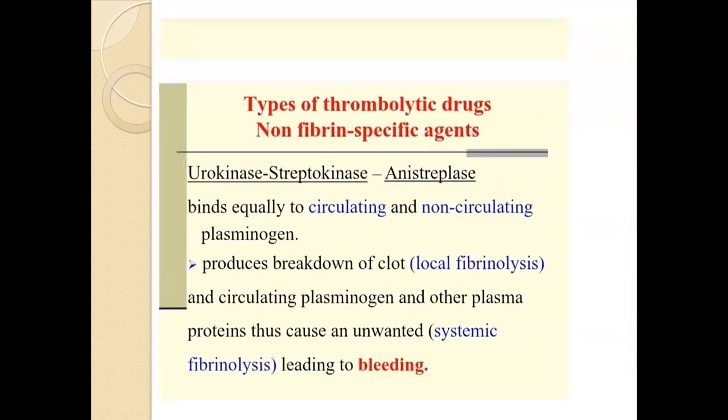Types of thrombolytic drugs, non-fibrin specific agents: urokinase, streptokinase, anistreplase. These bind equally to circulating and non-circulating plasminogen, and they produce breakdown of the clot, local fibrinolysis, and breakdown of circulating plasminogen and other plasma proteins, thus causing unwanted bleeding.